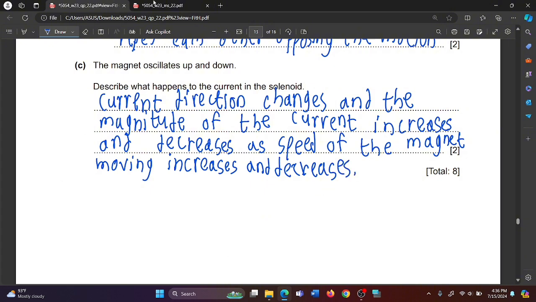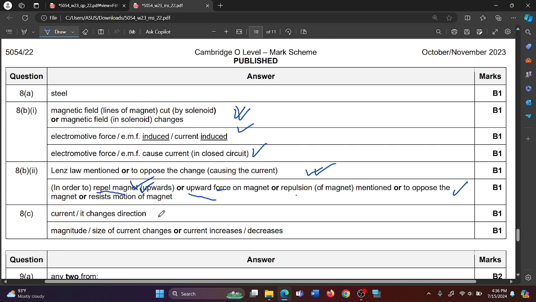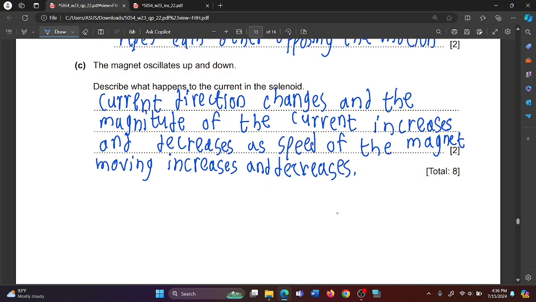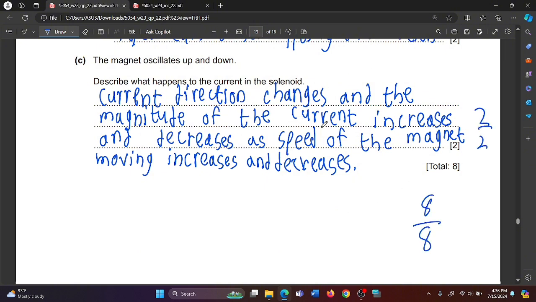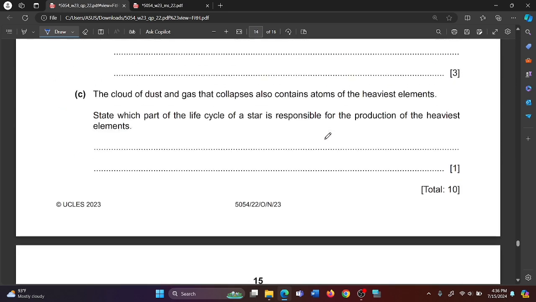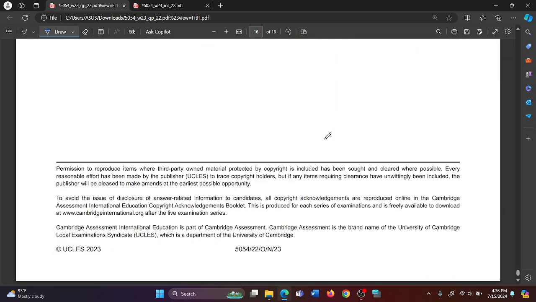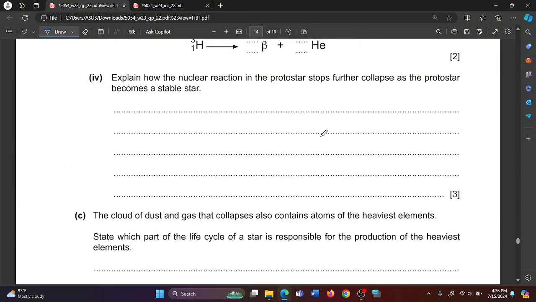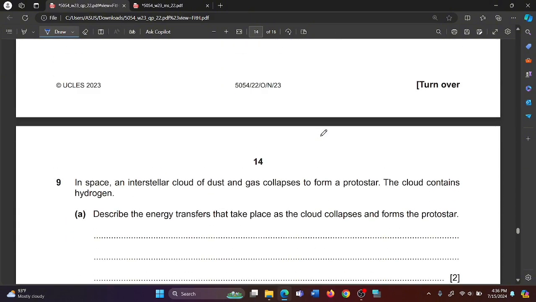Let's look at the mark scheme. The mark scheme says current changes direction. We got this mark. We wrote this, and the magnitude or size of the current changes, or increases/decreases. So we wrote both. Thus, we would be getting this mark. Magnitude of the current changes. We got this mark and this mark as well. Thus, we got 2 out of 2 on this question and 8 out of 8 on the entire question. Now let's move on to question number 9. I think this is the last question. Yes, question 9 is the last question. Now sorry, there is a question 10. Now let's look at question 9.